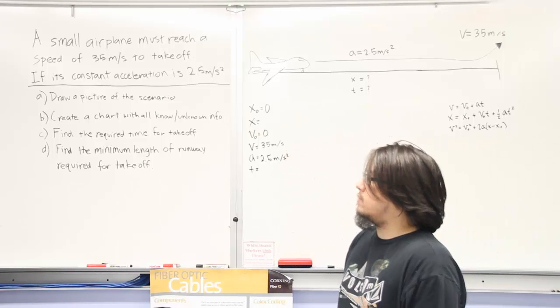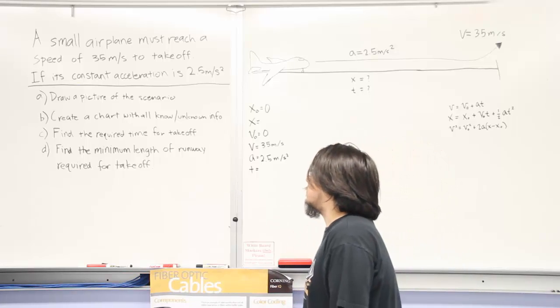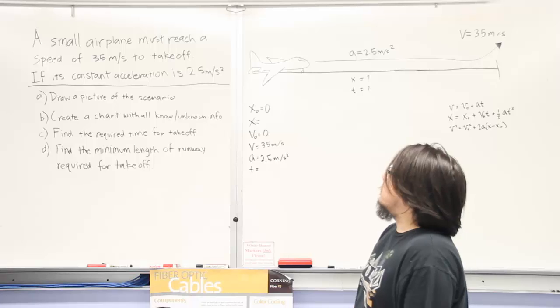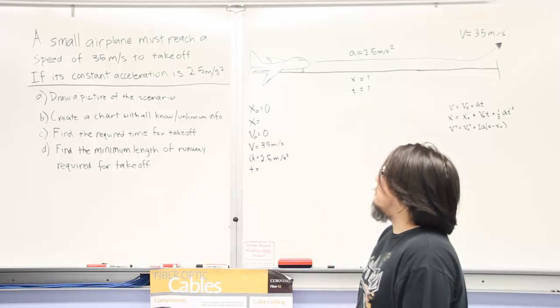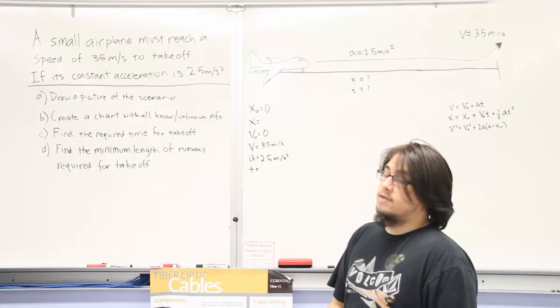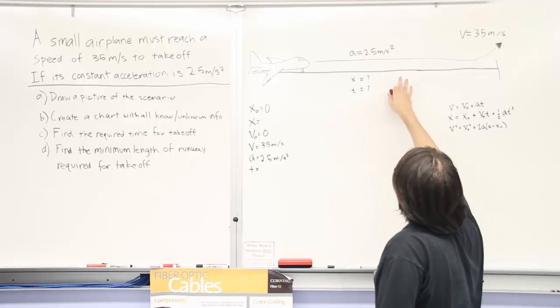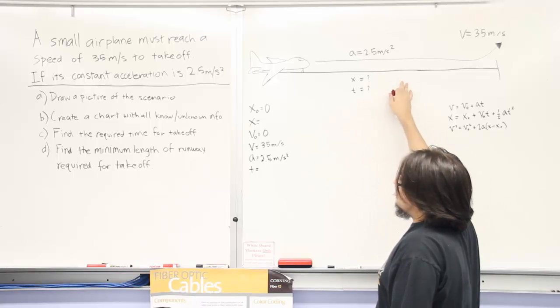I'm just bringing you a one direction kinematics equation. We got an example problem for you, so I'm going to read that off. The small airplane must reach a speed of 35 meters per second to take off if its constant acceleration is 2.5 meters per second squared. Now with that, you're going to want to draw a picture of the scenario. We already did that here.